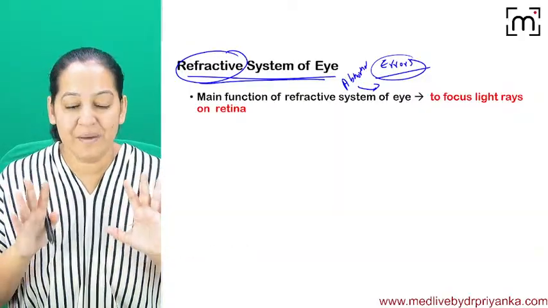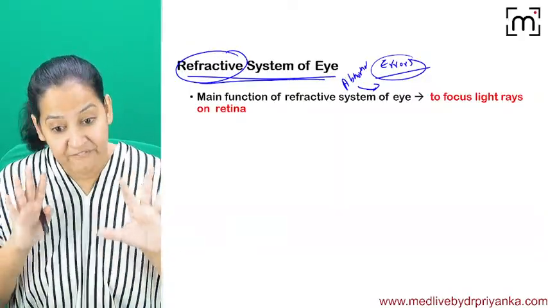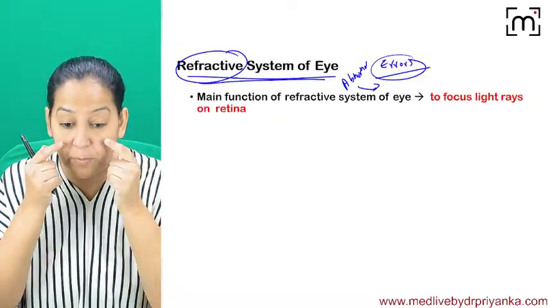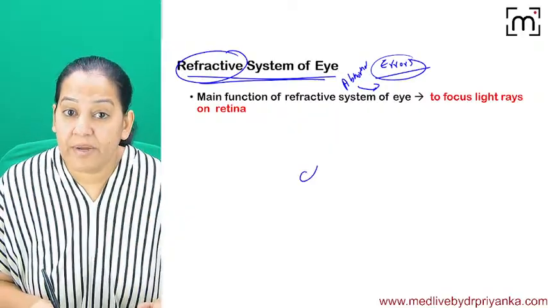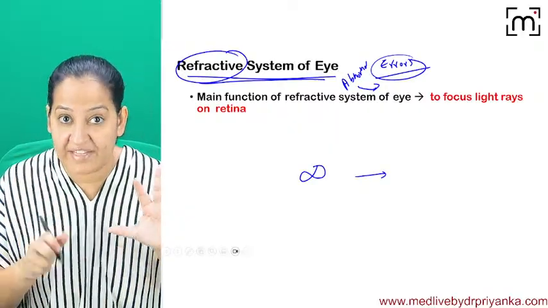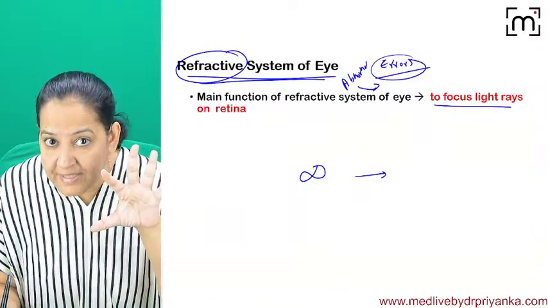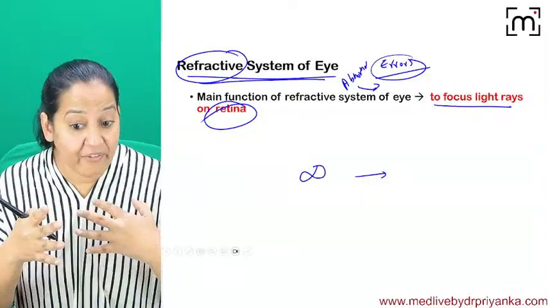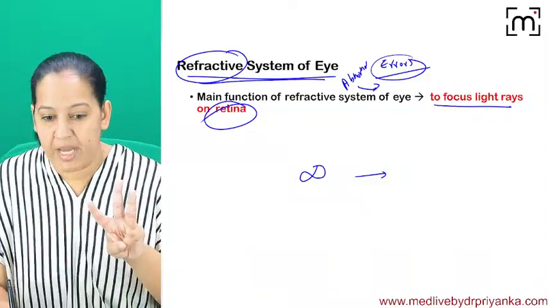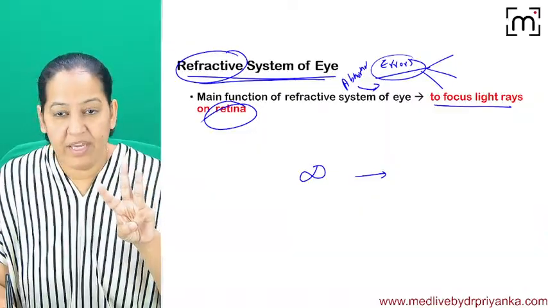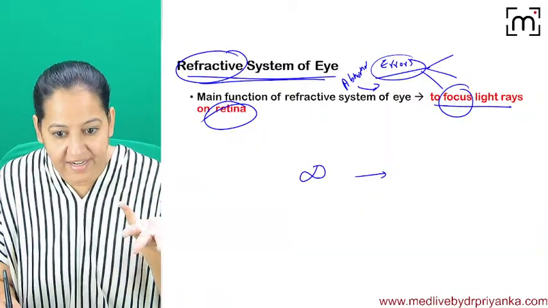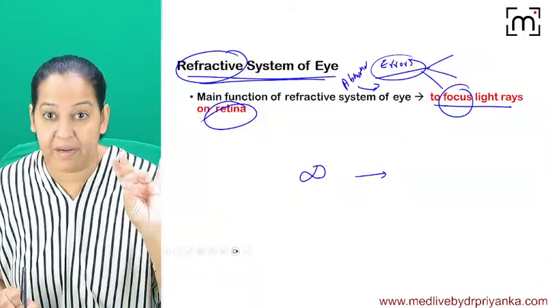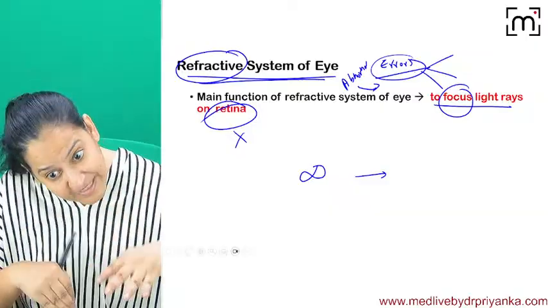So what is the main function of the refractive system of the eye? The main function is that when the light is coming from infinity, please open your brain, open your ears, open your eyes and focus. When the light rays are coming from infinity, the refractive system of our eye, given by God, has to focus the light rays on the retina. This is the main aim. If this is deranged, then only errors will occur. I will teach you 3 types of errors: hypermetropia, myopia, astigmatism. If the focus is not on the retina, then one of the 3 errors will exist. Either the person has myopia or hypermetropia or astigmatism if the focus on the retina is not occurring. But normally the focus on the retina occurs.